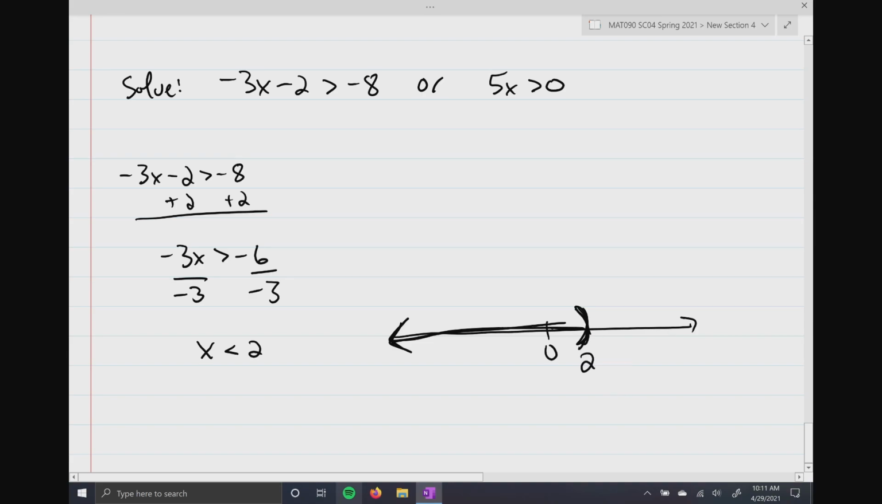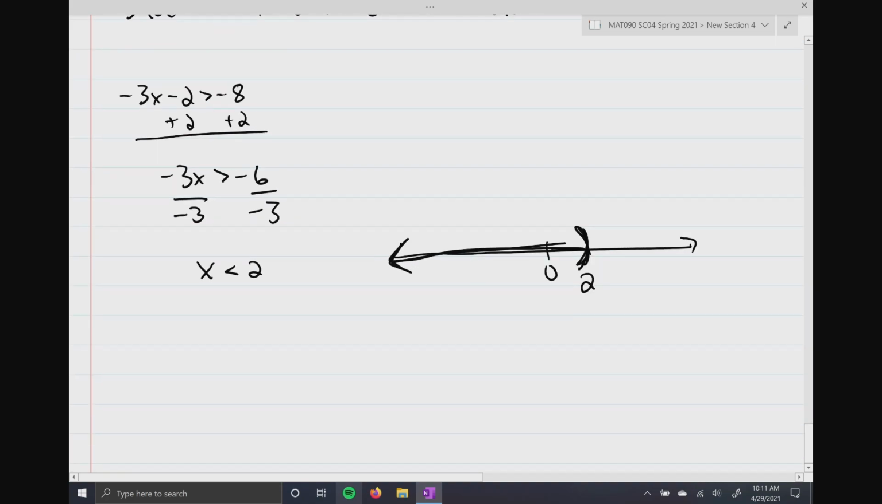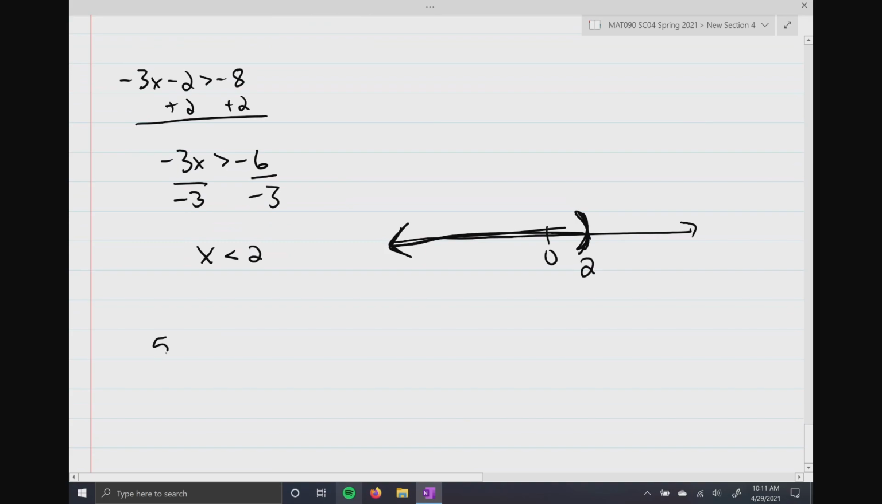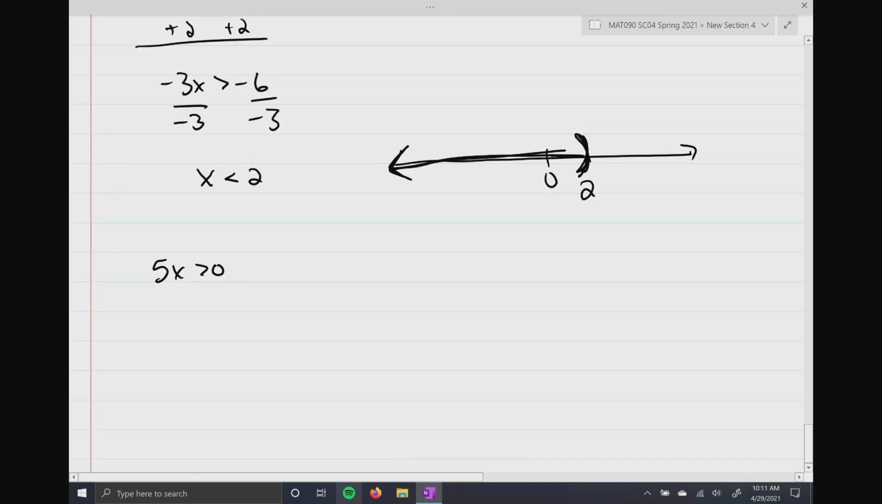All right, so make sure you're aware of that switch. Now the next inequality, 5x is greater than 0. So that's going to be divide both sides by 5. x is greater than 0, so I'll go ahead and graph that. And that's shaded to the right.